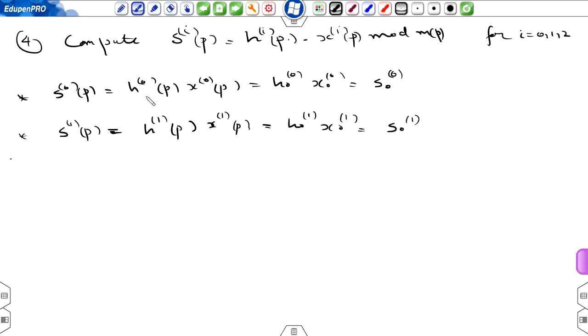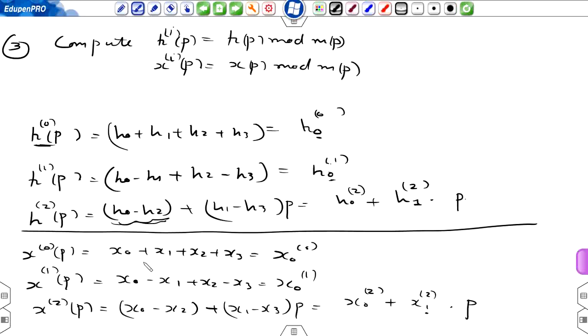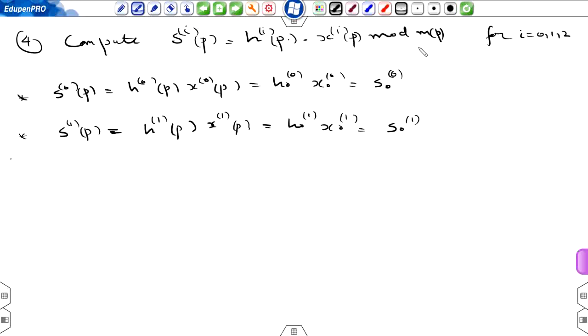Okay, so this term h0 x0 and h1 x1, the power of p is 0. If we take the mod by mp, the remainder will be the value itself. That's why I have not written mod of mp at this point and am directly substituting the value.